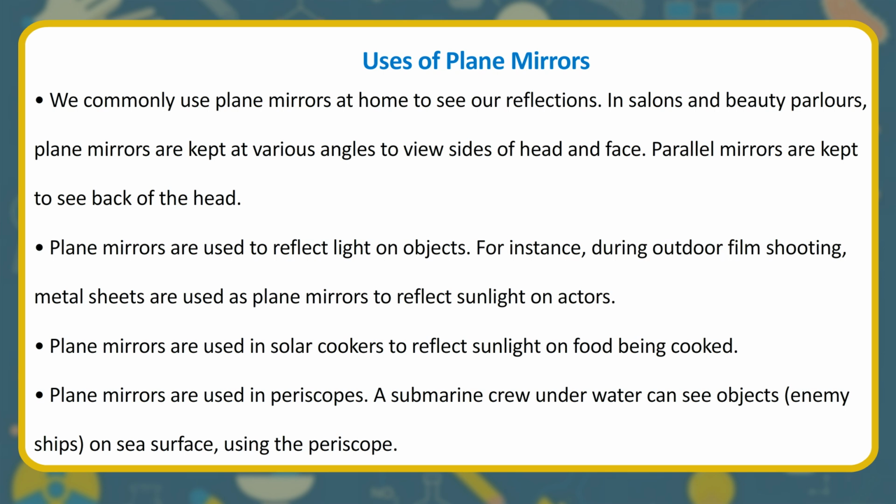For instance, during outdoor film shooting, metal sheets are used as plain mirrors to reflect sunlight on actors. Plain mirrors are used in solar cookers to reflect sunlight on food being cooked. Plain mirrors are used in periscopes. A submarine crew underwater can see objects, enemy ships, on sea surface, using the periscope.